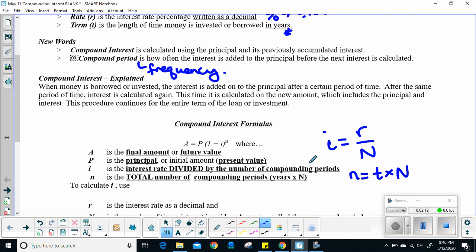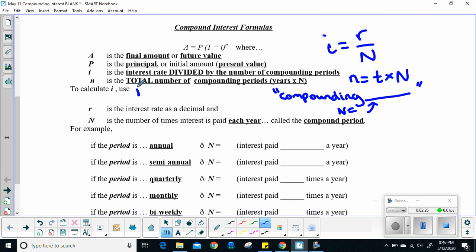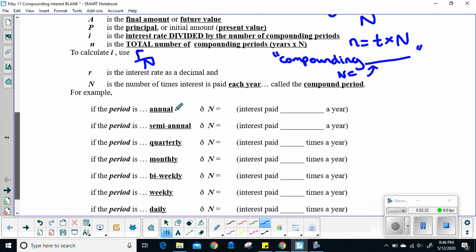And in every question, you're always going to see the words compounding something, and that something is going to tell you what n equals, okay? So don't forget i is just r over n. And what are these n's? So there's all these really cool words that we're going to start seeing.